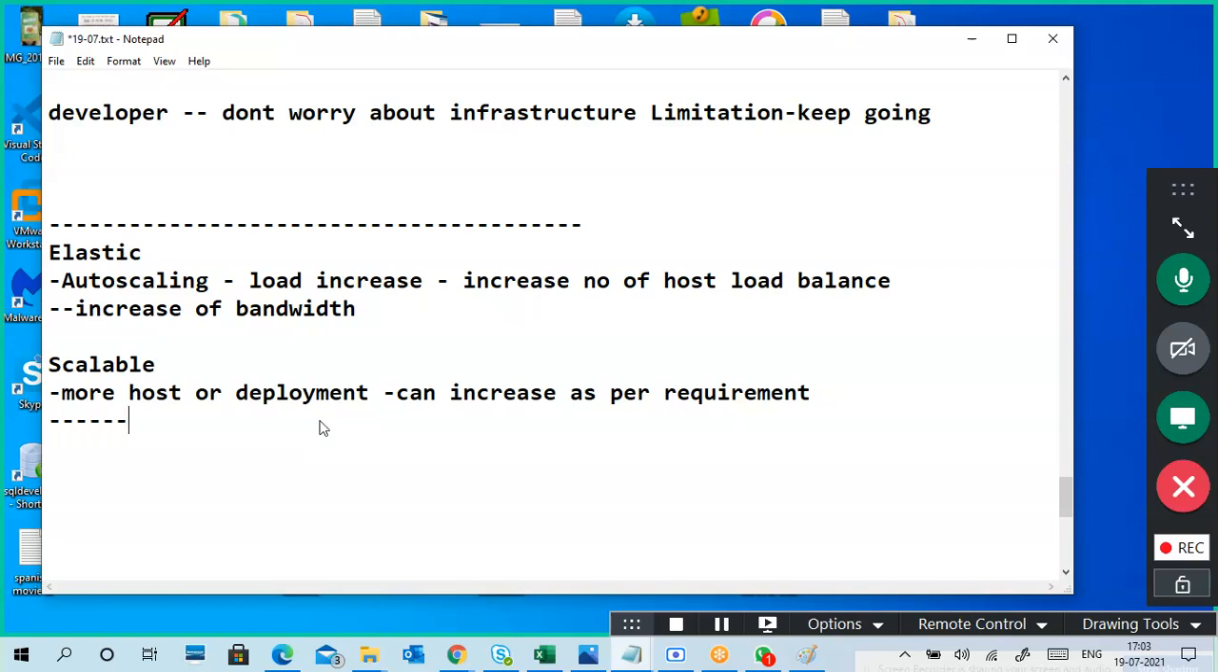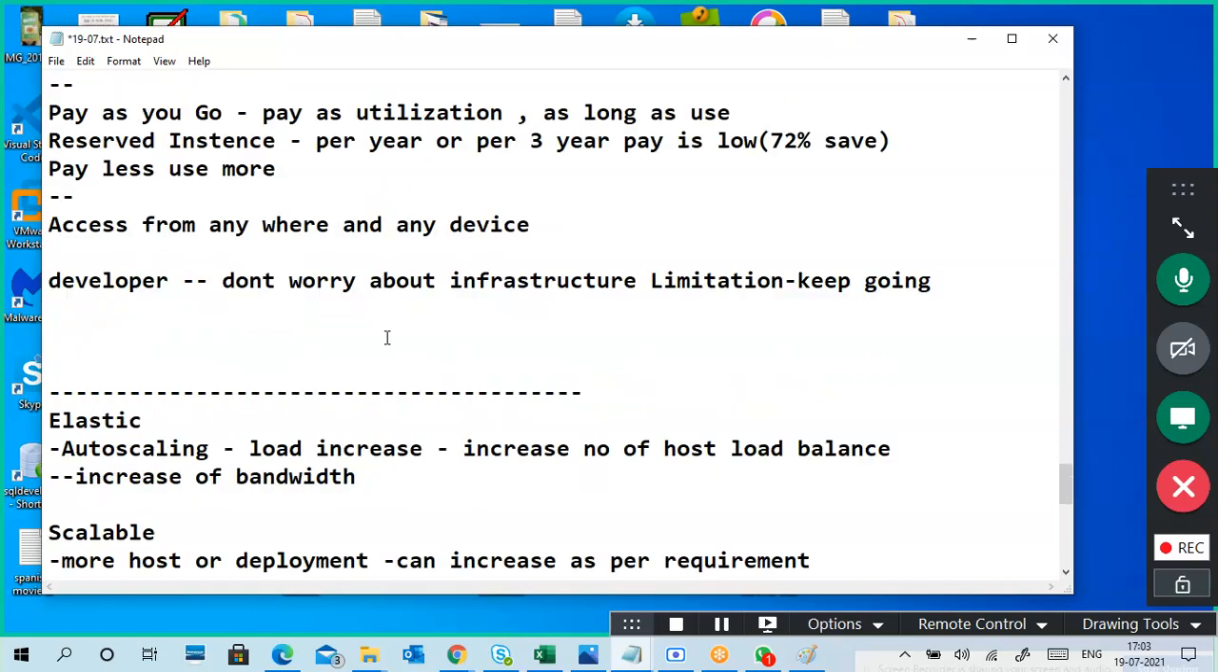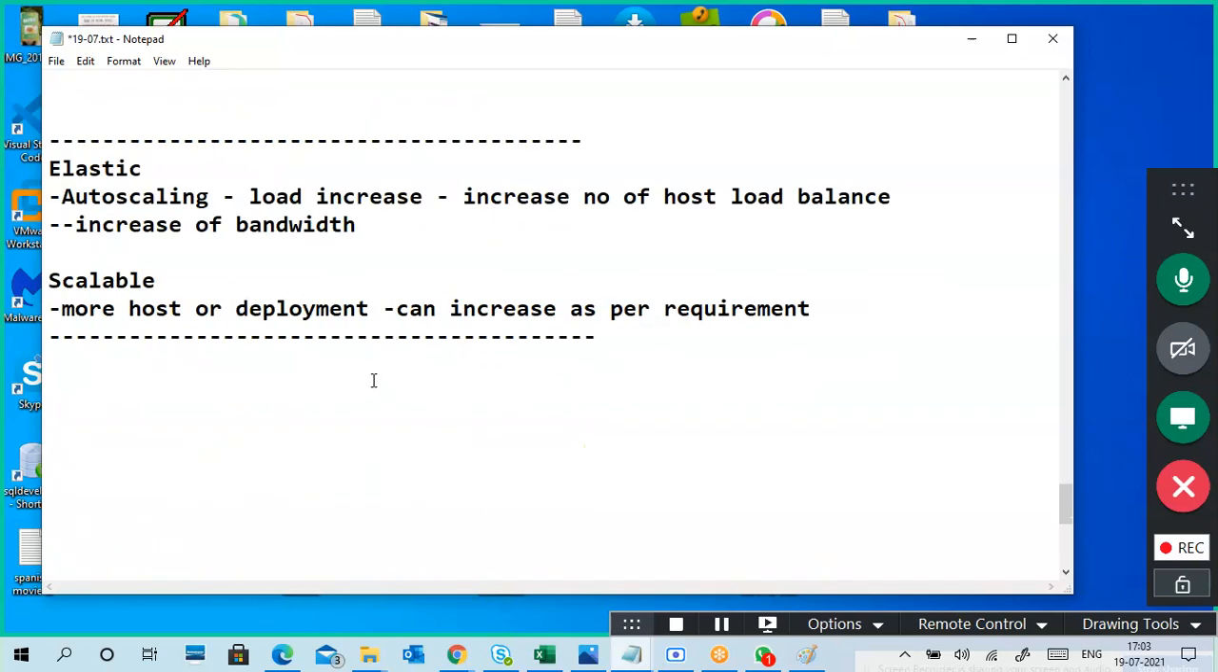So this is about the main part of cloud, the advantages of cloud and the features of cloud. And if anything is added, we should add it into that.